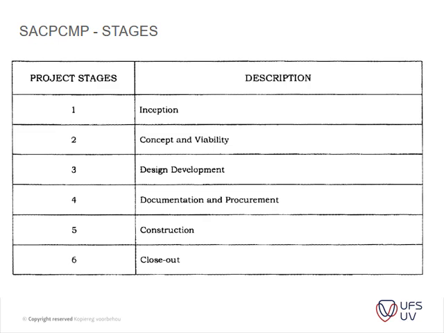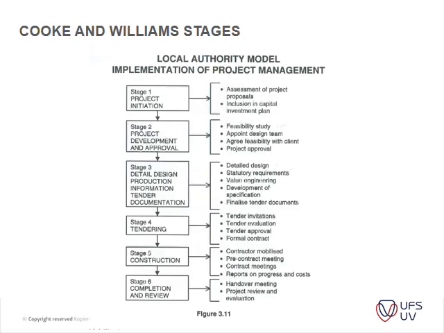Okay, so we're going to go through the 6 stages of the SACPCMP, where we have our inception, our concept and viability, our design, development, and documentation and procurement, and our construction stage, and then we've got our closeout. So as per the previous lecture where I've gone through all of that information, please make sure that you go through that as well. Okay, so the 6 stages. Here's a very nice summary of that.